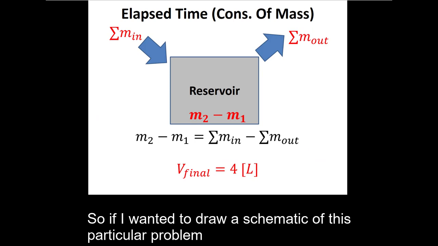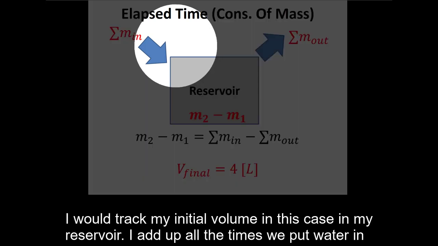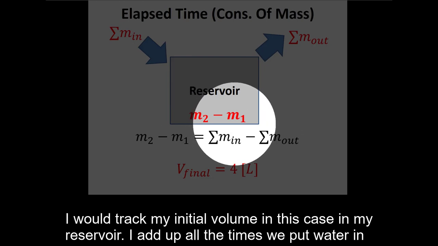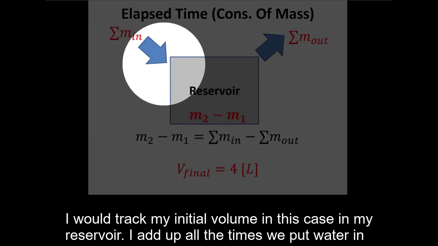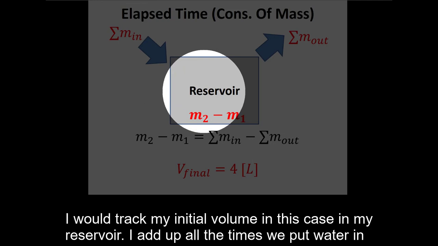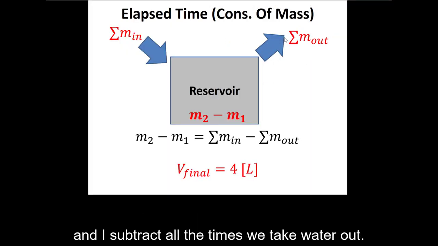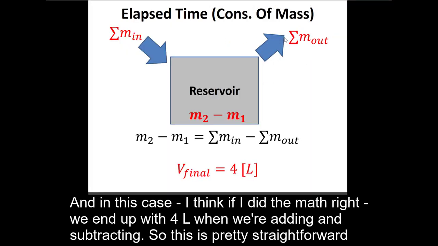So if I wanted to draw a schematic of this particular problem, I would track my initial volume in my reservoir. I add up all the times we put water in, and I subtract all the times we take water out. And in this case, I think if I did the math right, we end up with 4 liters when we're adding and subtracting. So this is pretty straightforward.